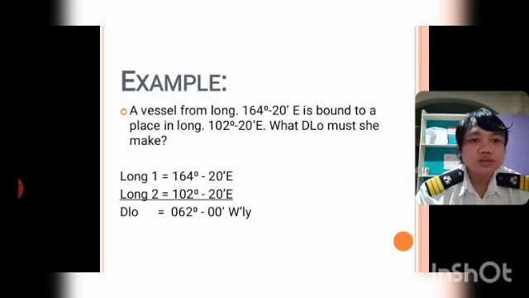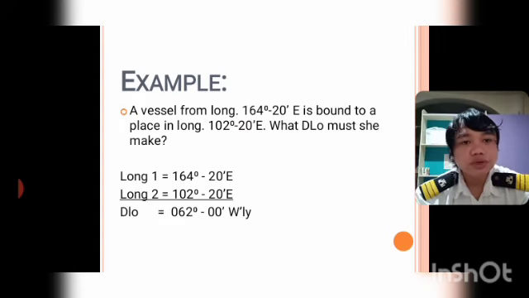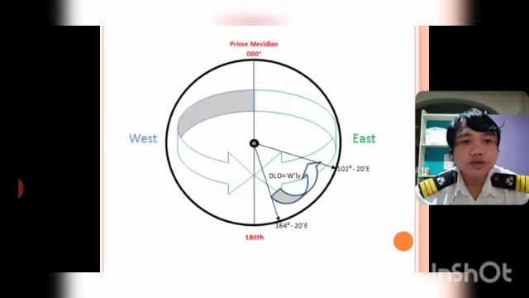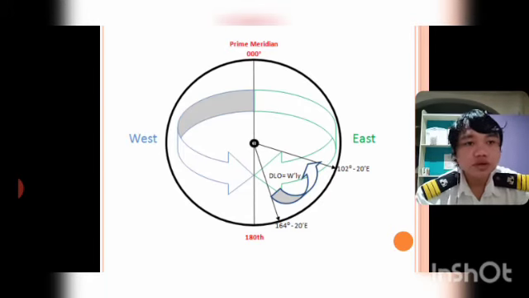Okay, so 062 degrees 00 minutes westerly. Okay, so we have this one. So you are from 164, then you are going 102. So you have their counter clockwise direction.